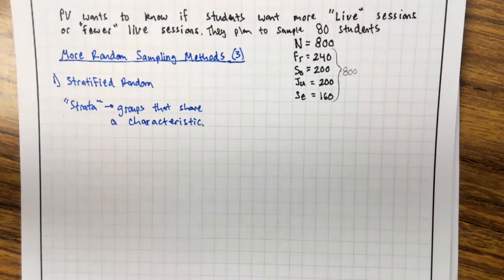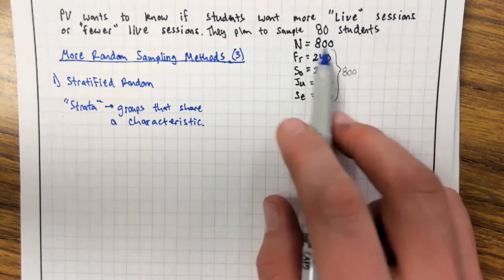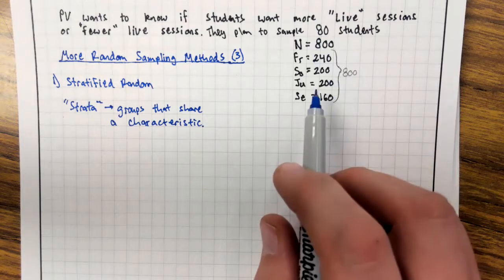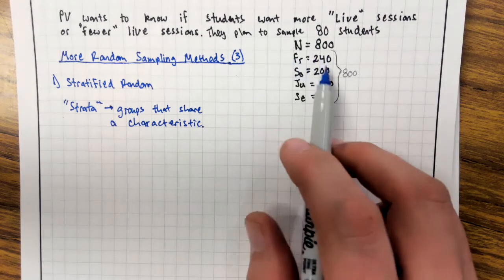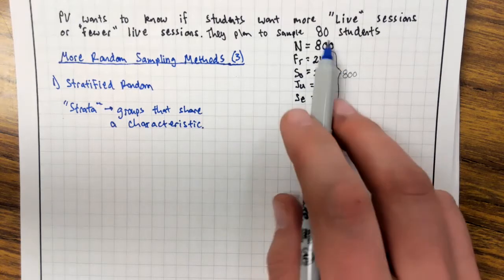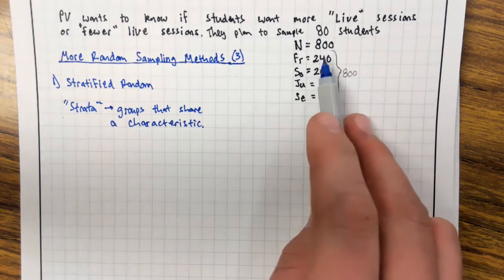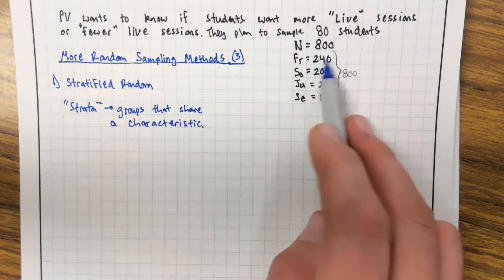So to do the stratified sample, remember, we want to choose 80 students from the 800 altogether. And to do this, we are going to try to match proportions. So we need to randomly select some freshmen, randomly select some sophomores, some juniors, some seniors, and have that all add up to 80. Not the hardest thing to do. So let's think about how many freshmen go to school at PV. How many of the students at PV are freshmen?